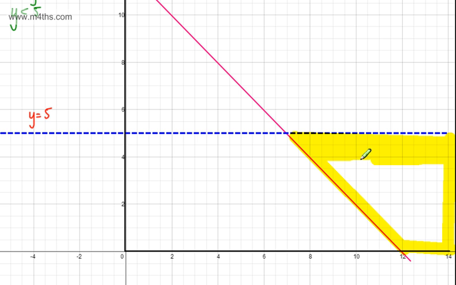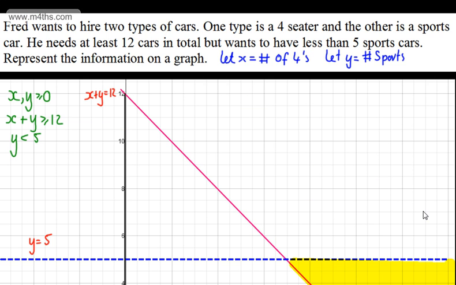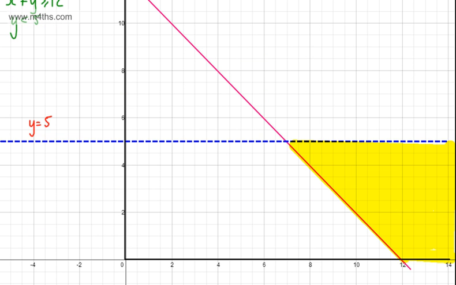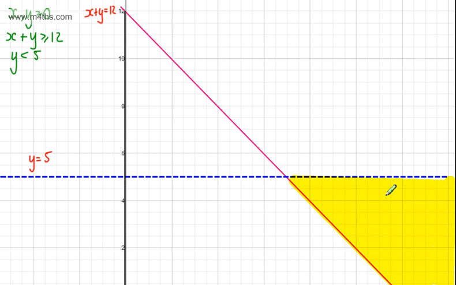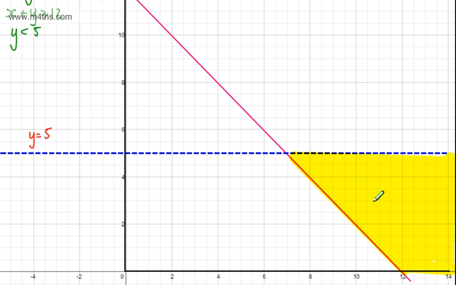If we think about what the actual question is saying, he needs at least 12 cars. He could have essentially millions and millions of the X values, which are the sports cars. So this is just going to keep going over here. We're just graphing it for these values. Now you might even be told another constraint. But what we can do at this stage is look at possible combinations.